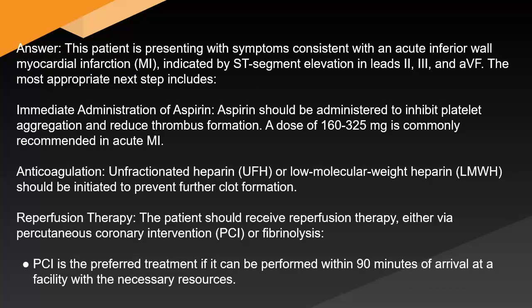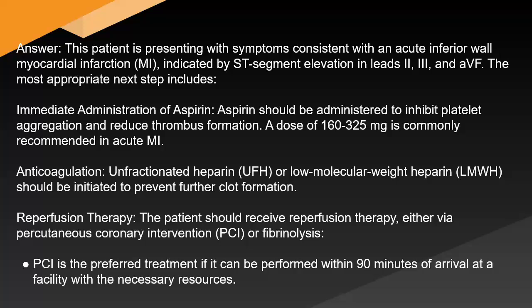Answer. This patient is presenting with symptoms consistent with an acute inferior wall myocardial infarction, indicated by ST segment elevation in leads II, III, and aVF. The most appropriate next step includes immediate administration of aspirin. Aspirin should be administered to inhibit platelet aggregation and reduce thrombus formation. A dose of 160-325 mg is commonly recommended in acute MI.